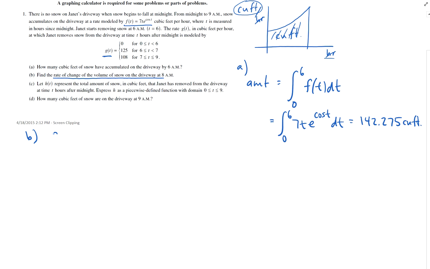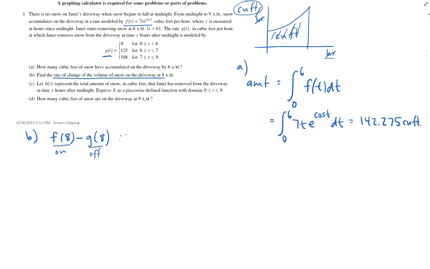What does f of 8 represent? That represents the rate of change of the snowfall, how much snow is falling onto the driveway, and I subtract from it how much snow is being shoveled off of the driveway. So this is going to represent the rate of change of the volume of the snow on the driveway at 8 o'clock, right? This is how much is falling onto the driveway, and this is off the driveway, what she's shoveling off.